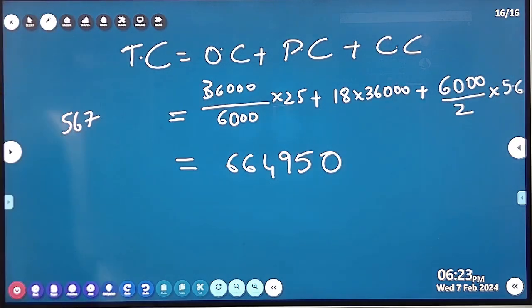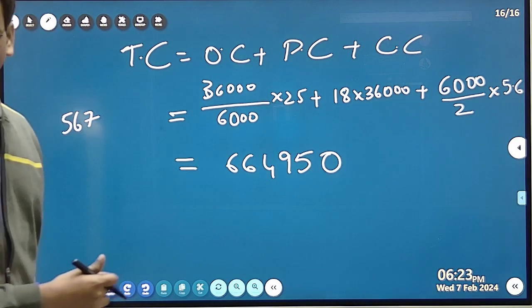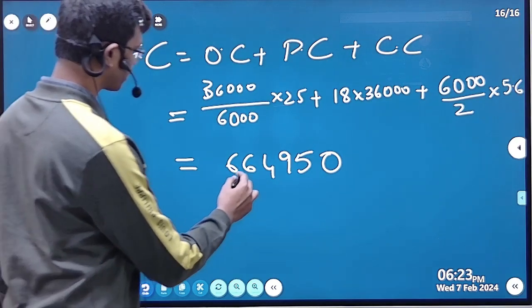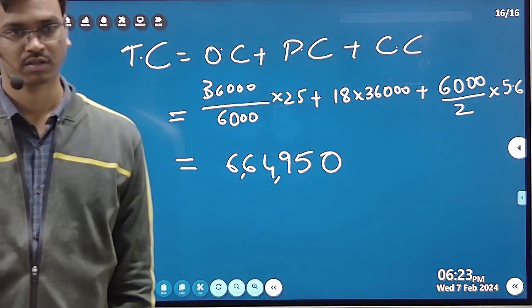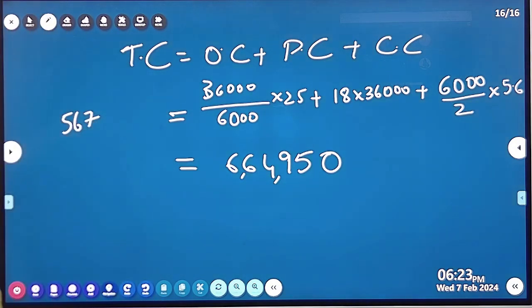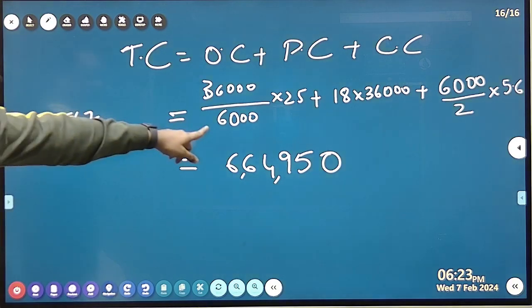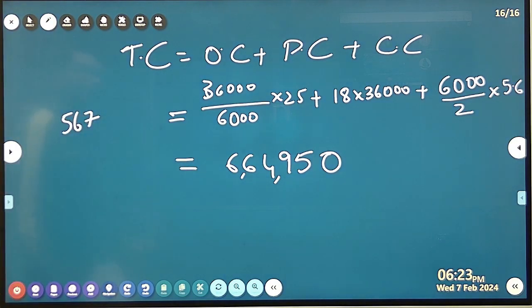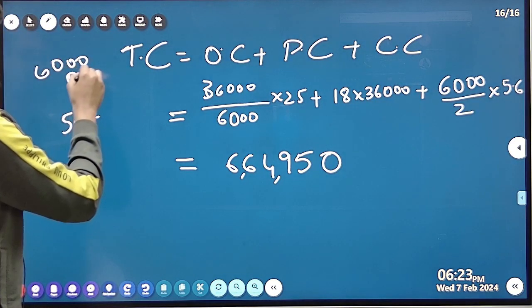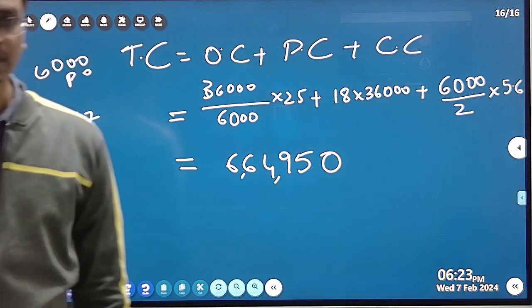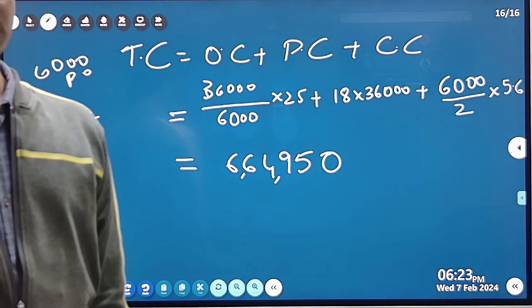Although this is not at our EOQ, this is the least of the three options. Correct? This one. So we are calculating what if we order 6,000 per order. We are calculating the cost if we order 6,000 per order.